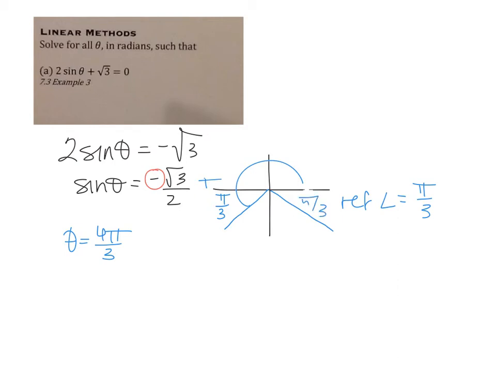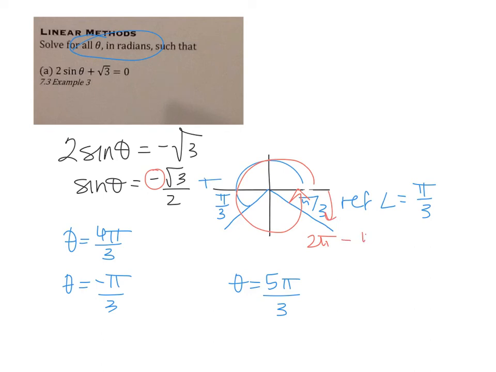Because I'm asking you to solve for all theta in radians, you have a choice. You could either call that negative pi over 3, or you could call that 5 pi over 3. And that's determined by taking the entire revolution of 2 pi and then backtracking or taking away that pi over 3 angle. And that's going to give you that 5 pi over 3.